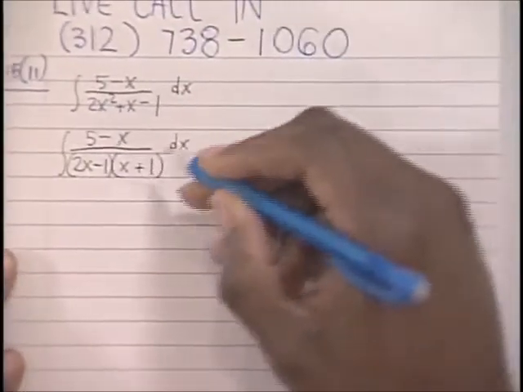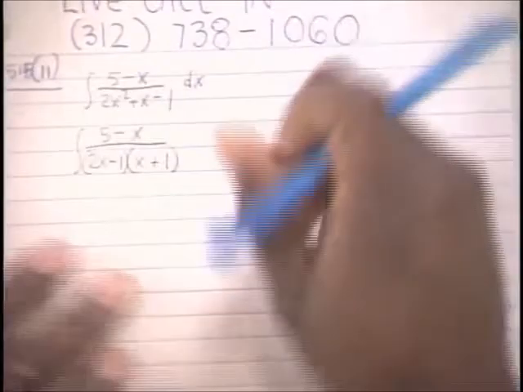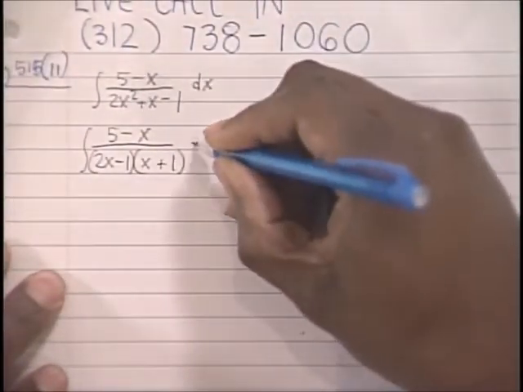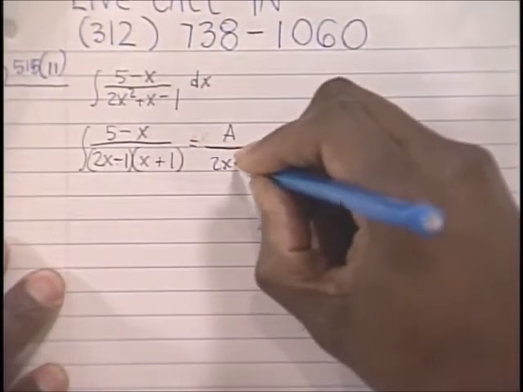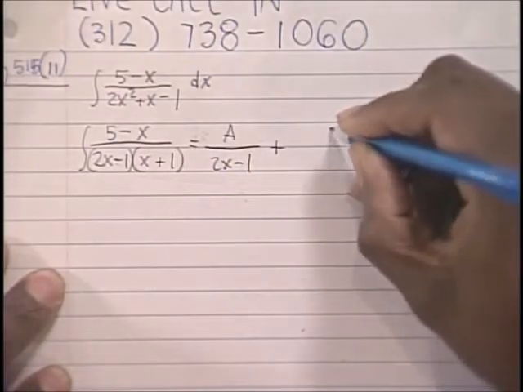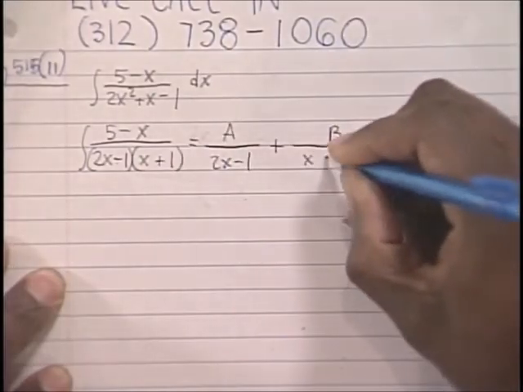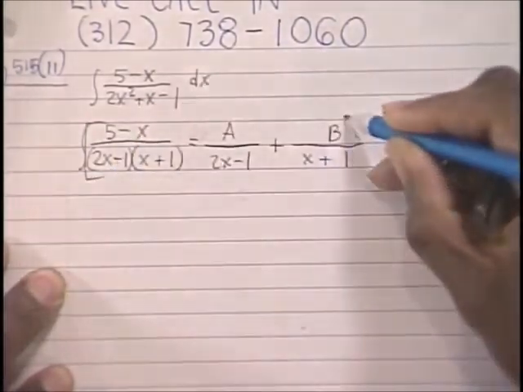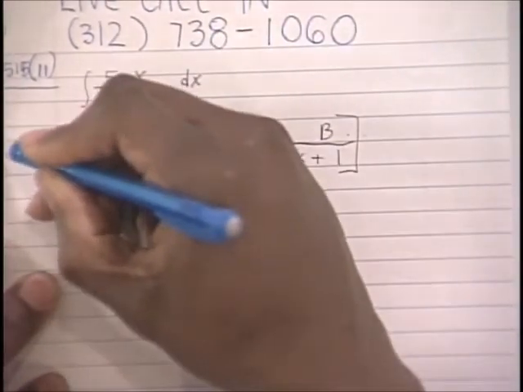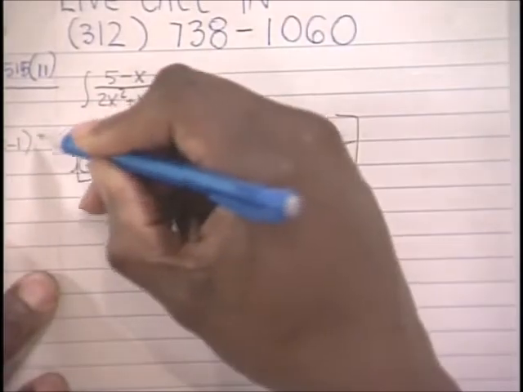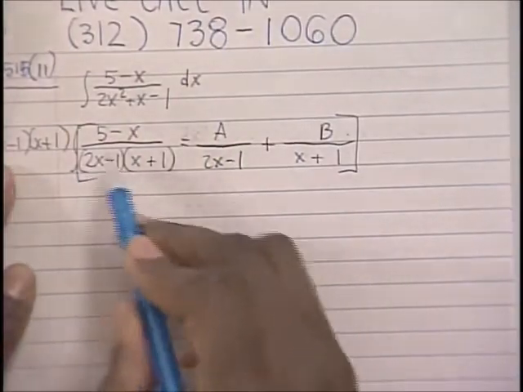Let's continue. So now we're going to use this technique called partial fractions. In other words, we're going to rewrite this fraction into two different ones. So let's take some variable A over 2x minus 1, and we're going to add some variable B over this linear factor x plus 1. All right, so we're going to rewrite that. Let's multiply by the least common denominator, 2x minus 1 times x plus 1.